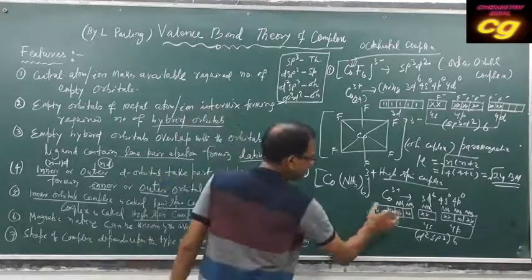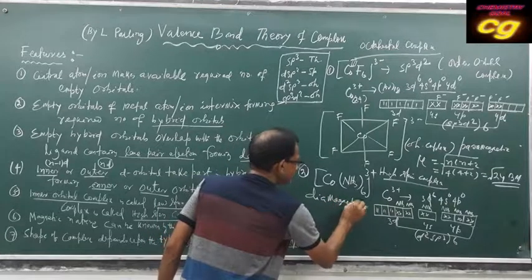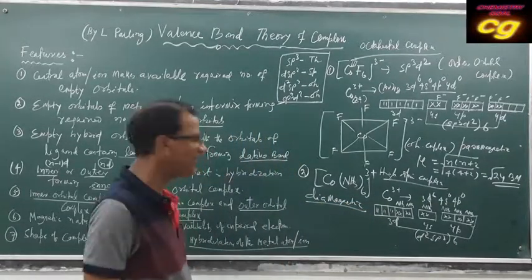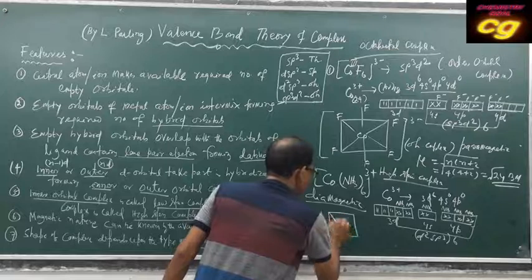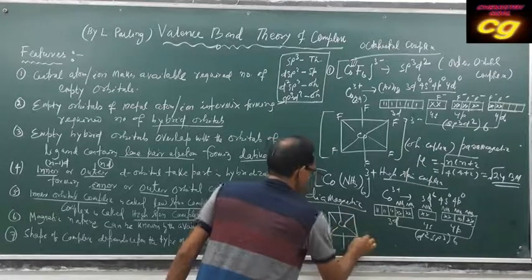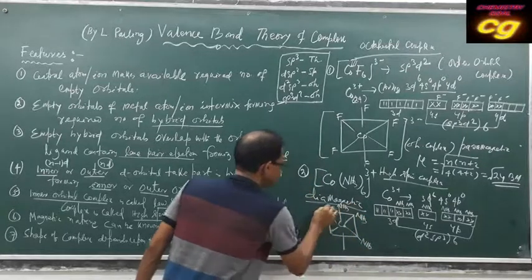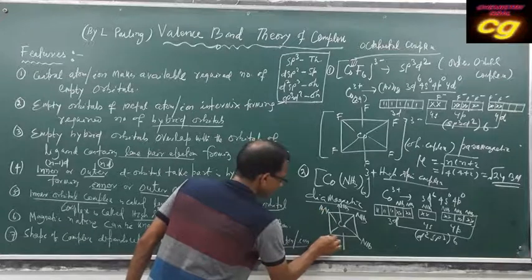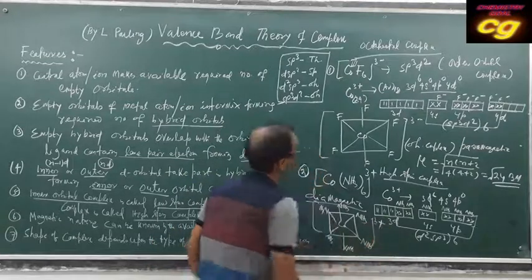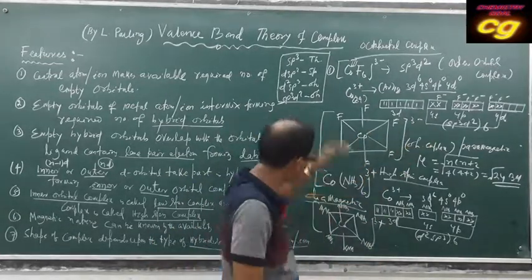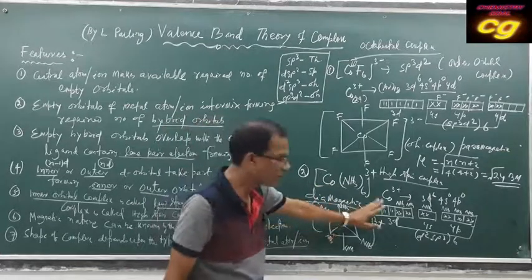As it has no unpaired electrons, it is diamagnetic and the shape is octahedral, the same shape as your previous cobalt complex. Here there are six ammonia. This whole complex carries a 3 plus charge, but previously the whole complex carried a 3 minus charge. So hexaamminecobalt(III) is an inner orbital complex.